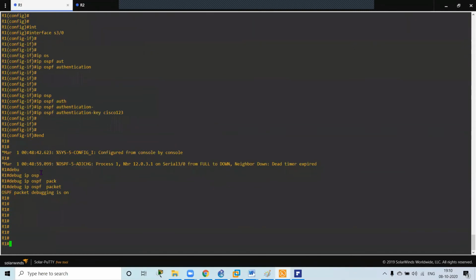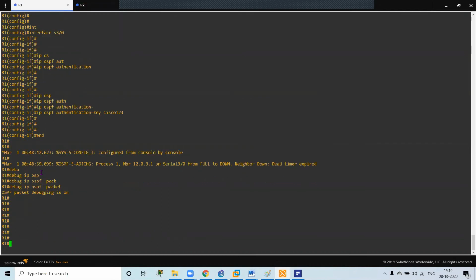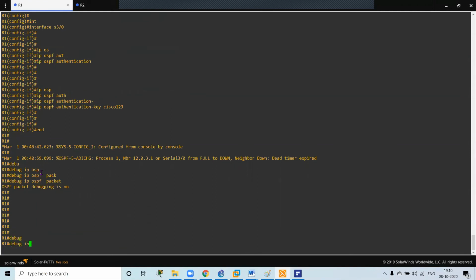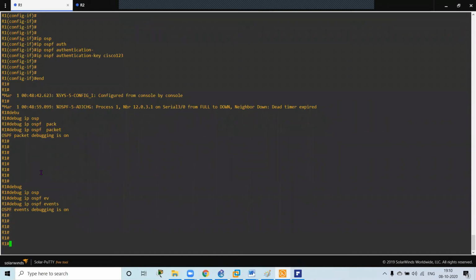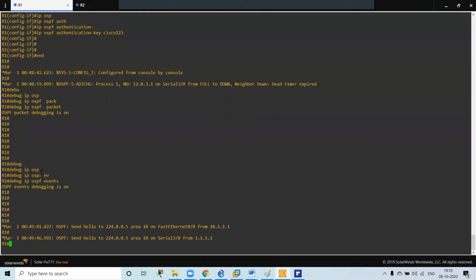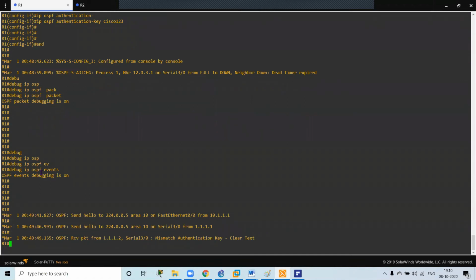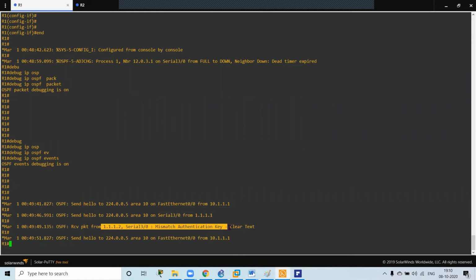Now see what will happen. I will get some events over here. Debug IP OSPF events. See what I'm getting over here: send hello packet, receive packet from 1.1.1.2, mismatch authentication.